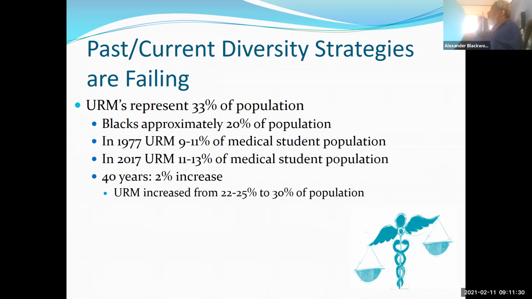Why is that? And there's been lots of efforts done to change this. Not to mention the fact that minorities have increased from 22 to 25% to over 30% during that same 40-year period. So in other words, we're falling behind. Why? Next slide.